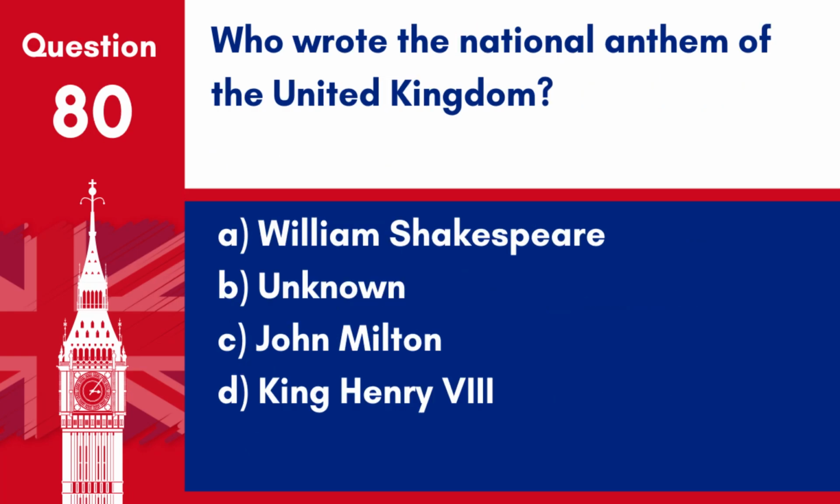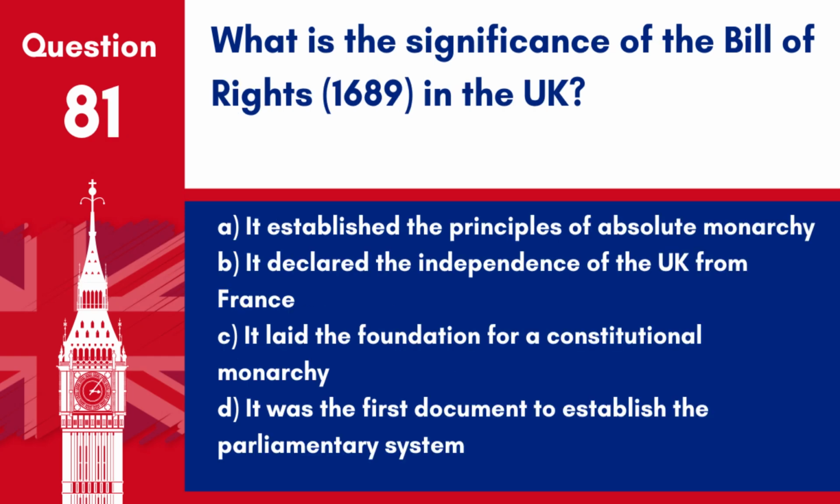Question 80. Who wrote the national anthem of the United Kingdom? A. William Shakespeare. B. Unknown. C. John Milton. D. King Henry VIII. Answer: B. Unknown. The authorship of God Save the Queen, or God Save the King, the national anthem of the United Kingdom, is unknown.